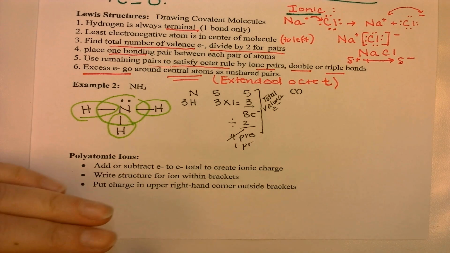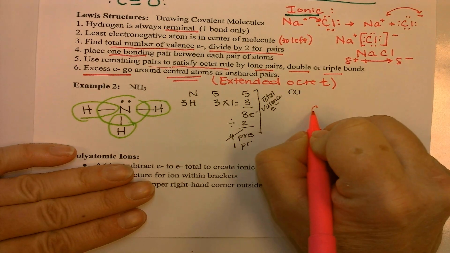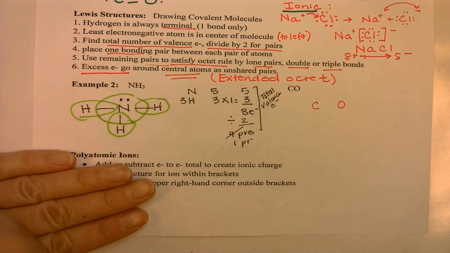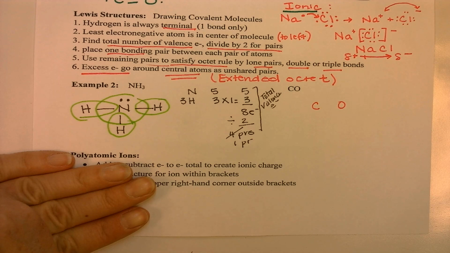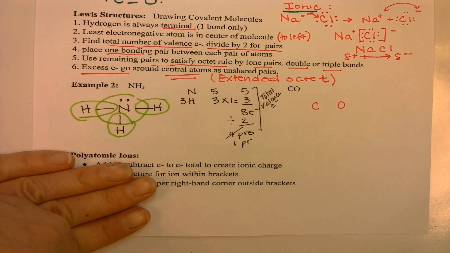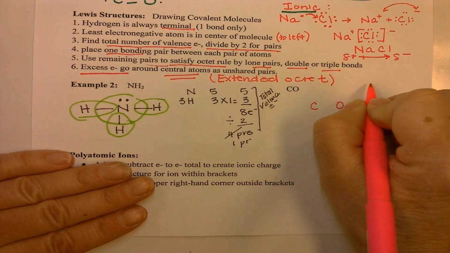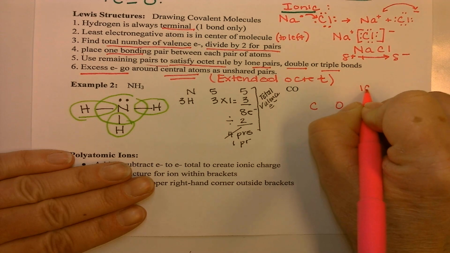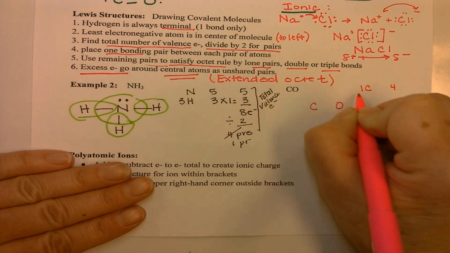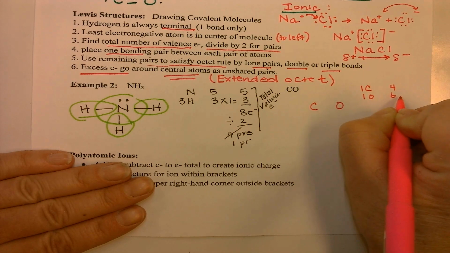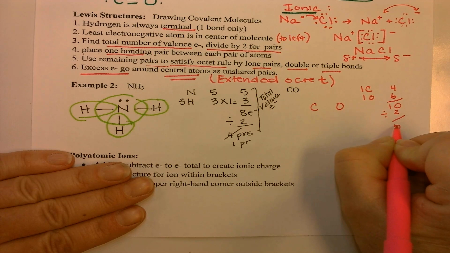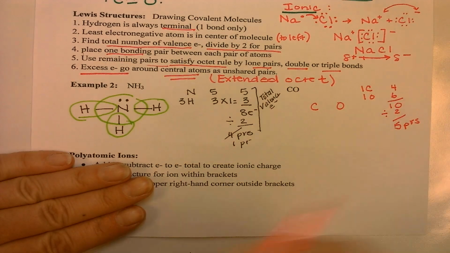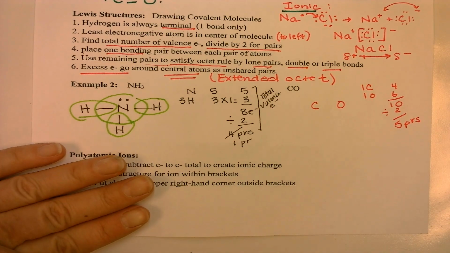All right. Carbon monoxide. Here we go. No central atom, right? Just carbon and oxygen. Which has the lower electronegativity? Right. So carbon would be in the center, but there isn't one. So I have one carbon at 4 valence electrons. I have one oxygen at 6. That's a total of 10, which divided by 2 is 5 pairs. I have 5 pairs to give everybody 8.